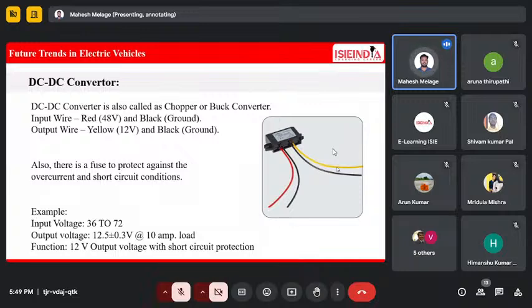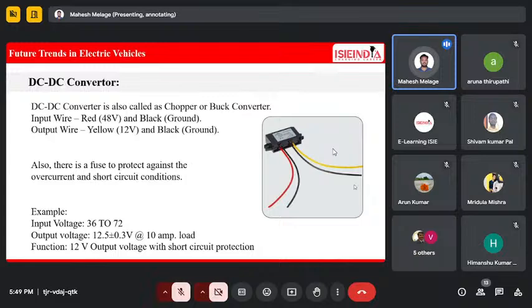Because we can reduce the high voltage to the low voltage, we use the converter. It is a DC-DC converter. We also call it a buck converter. There are two types of converter, buck and boost. Boost means it converts low to high. Buck means high to low. It is a buck converter.